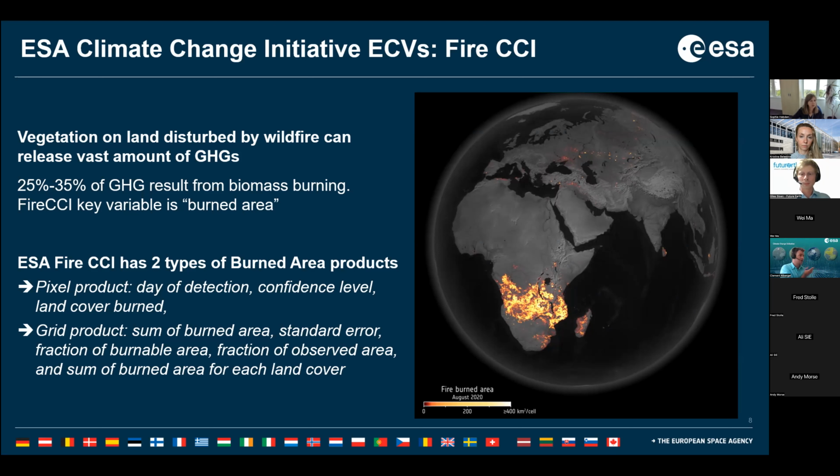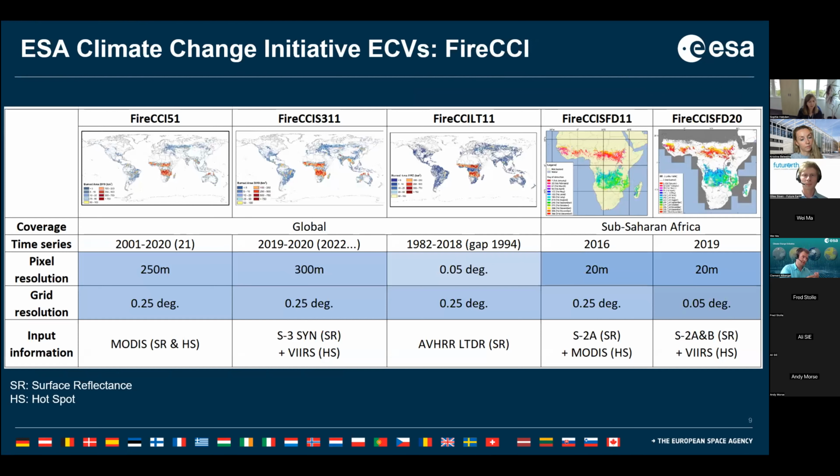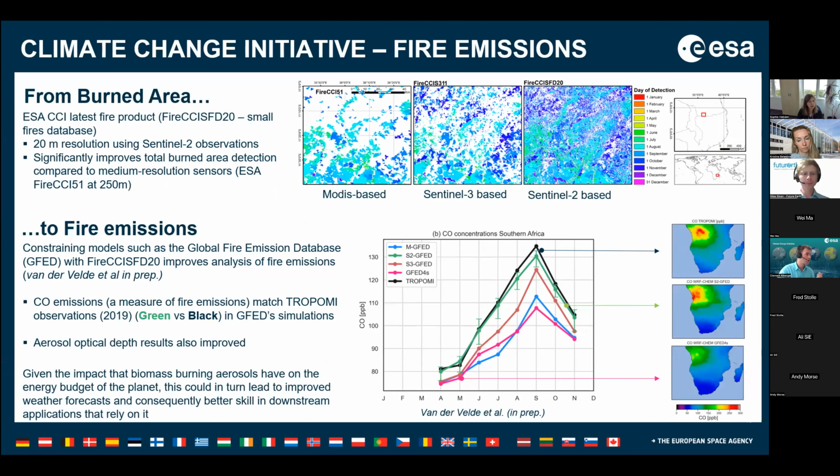The Fire CCI project focuses on the key variable burn area using a hybrid approach combining surface reflectance, the light that is emitted by the surface, and thermal anomaly. Fire CCI has different products at global scale and different spatial resolution derived from left to right from MODIS, Sentinel-3, AVHRR, but has also recently focused on high resolution at regional scale, using Sentinel-2 information at 20 meters spatial resolution in sub-Saharan Africa to develop a small fire database covering for now 2 years, 2016 and 2019.